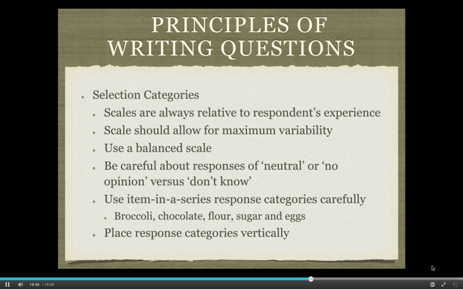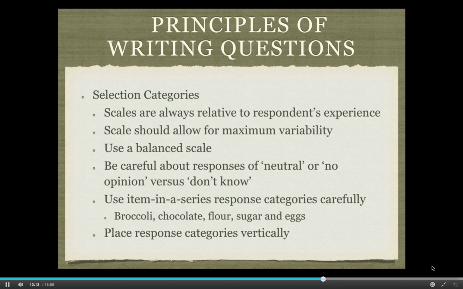Again, if we're talking about a statement and you're asking individuals if they agree with your statement or they disagree, you shouldn't have strongly agree and not have strongly disagree. So it should be balanced. Be careful about responses of neutral or no opinion versus don't know, because again, it depends on what you're trying to measure. Are you trying to find out if the person's response is neutral or if it's an outright no? And so that must be carefully considered.